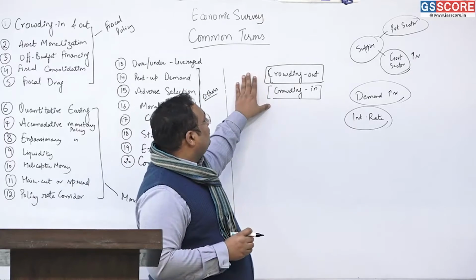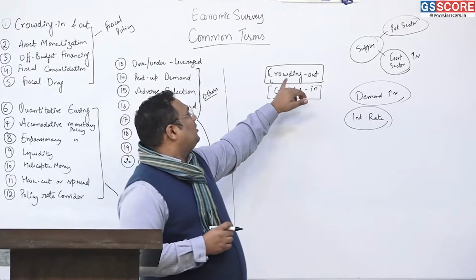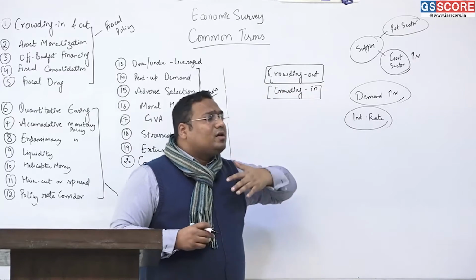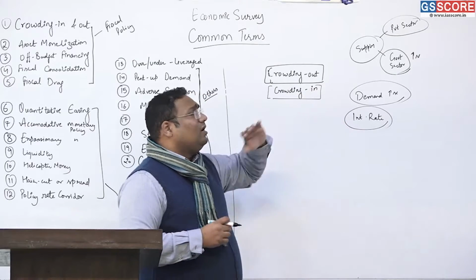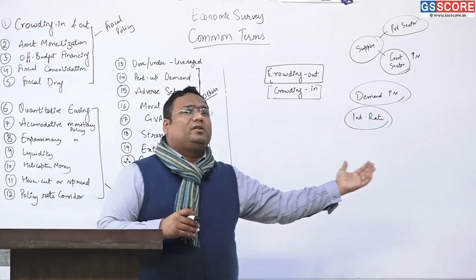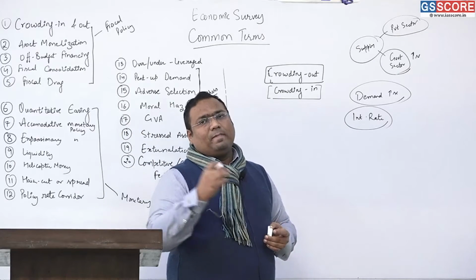And this is because borrowing during a positive business cycle creates crowding out. It removes private sector investments to some extent. And during a recession, it creates crowding in. It attracts more private sector investment.